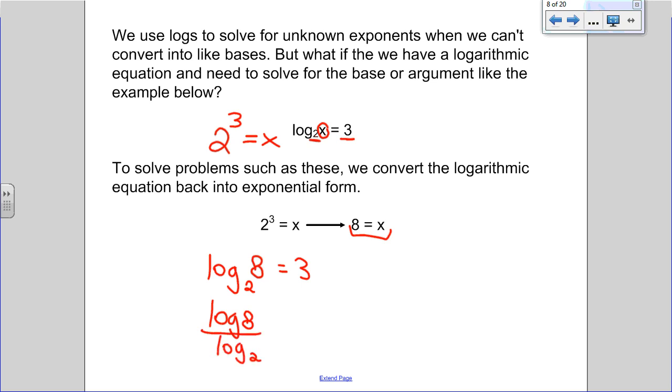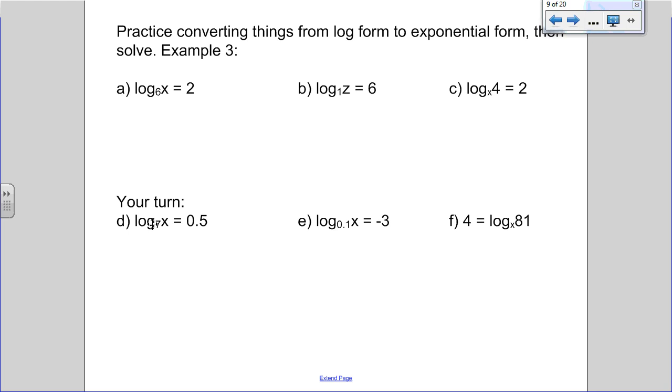Alright, solving a log. To solve a log where you don't know a value, you turn it back into exponential form. So this thing's going to become 6 to the power of 2 equals x. The base stays the same, but the argument and the value swap spots. So it's 6 to the power of 2 equals x. That means 36 equals x. Try another one. Convert this thing back into exponential form. So 1 to the power of 6 equals z. What's 1 to the power of 6 going to be? 1 equals z.